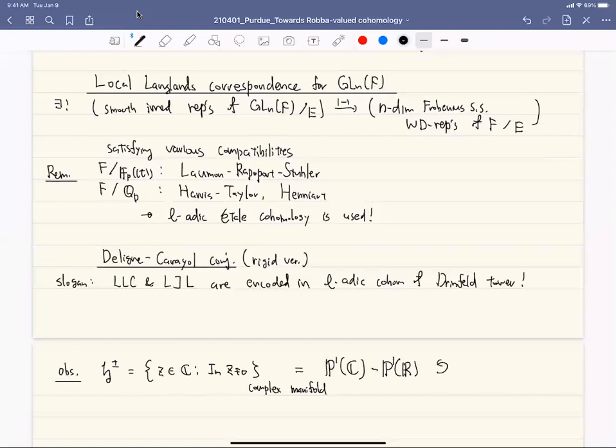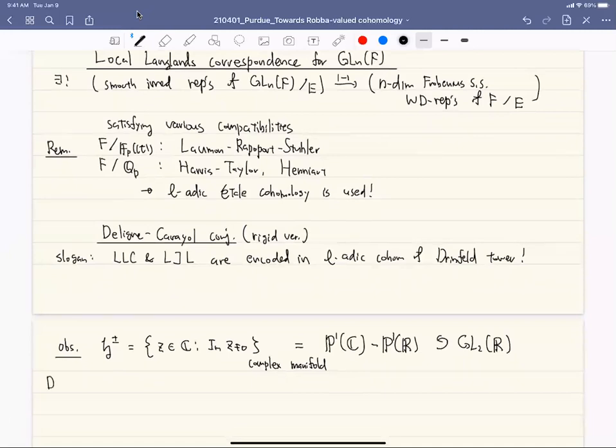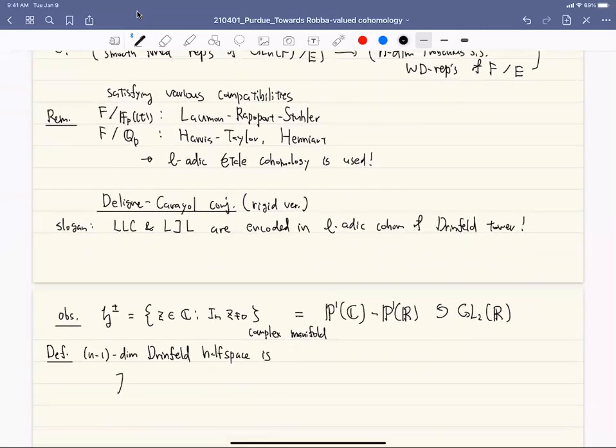The key point here is that GL_2(R) acts on this space. If you have this kind of action, then you can consider cohomology, which also admits an action of GL_2(R). Of course, in this case it's not interesting at all because the upper half plane and the lower half plane are contractible, so the cohomology doesn't give you anything interesting. But actually, this idea also works when we're working over a non-Archimedean local field. So let me define the (n-1)-dimensional Drinfeld half space, which is defined by essentially the same recipe.